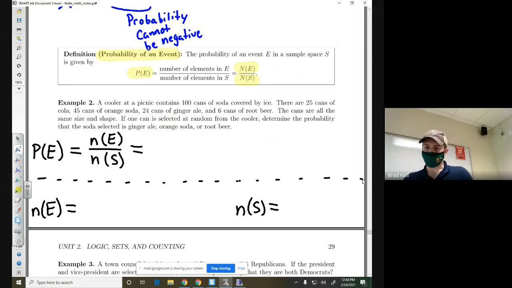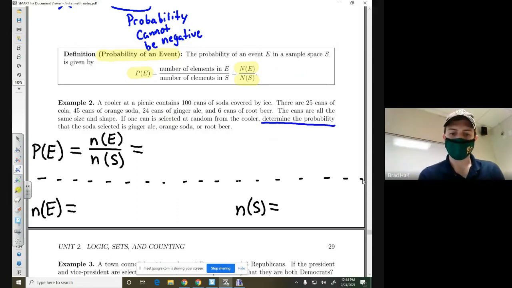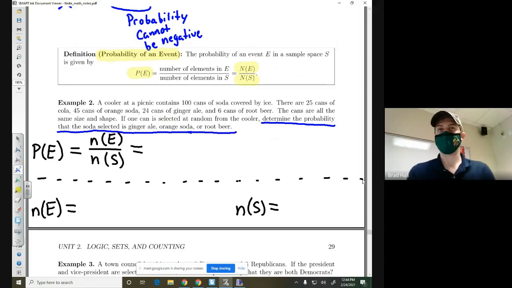The event that we're trying to figure out, well, it says determine the probability that the soda selected is ginger ale, orange soda, or root beer. That's the event. That's what we're trying to determine the probability of. So we need to figure out the number of options for ginger ale, orange soda, or root beer.